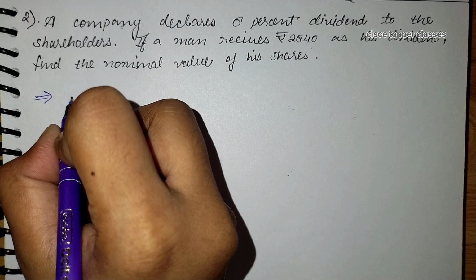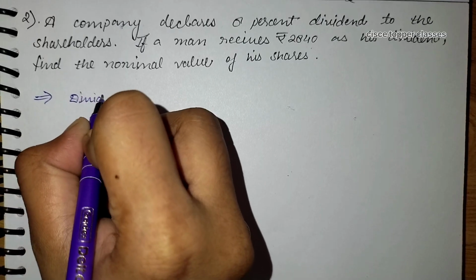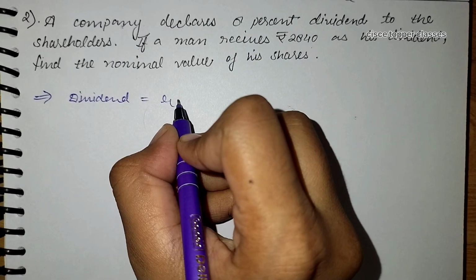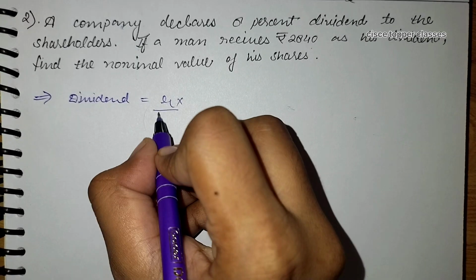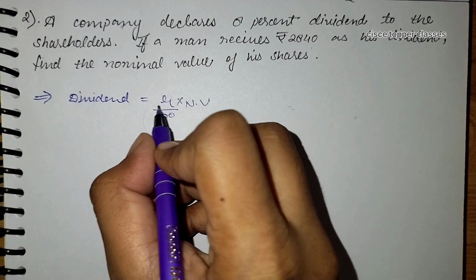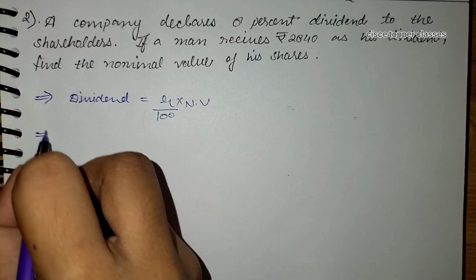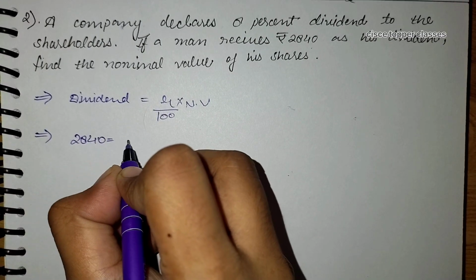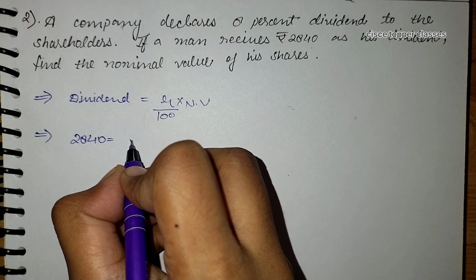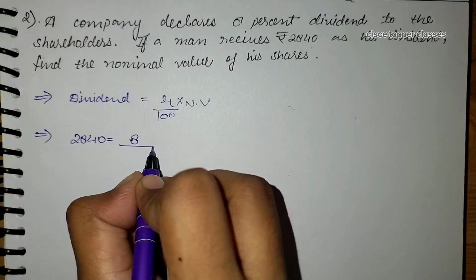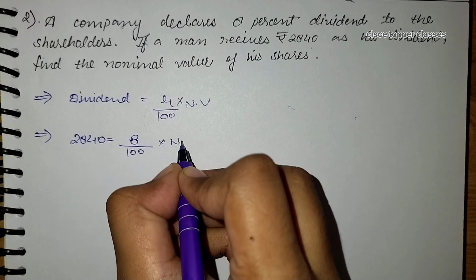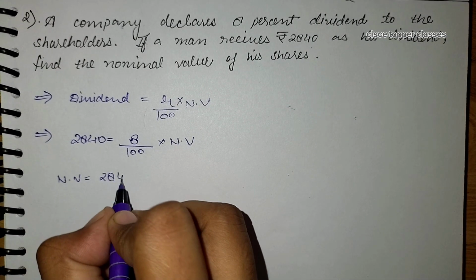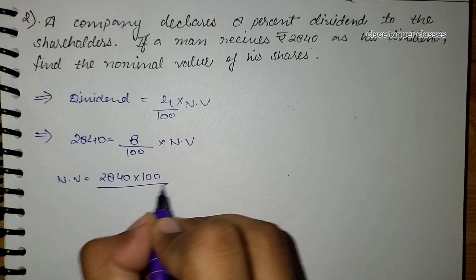So by formula we can write dividend as the rate by 100 into nominal value, percent rate by dividend upon 100. So if you put all the values, dividend is given to us as 2840, rate is also given as 8%, so this will be 8 by 100 into nominal value. From that we can find the nominal value as 2840 into 100 divided by 8.